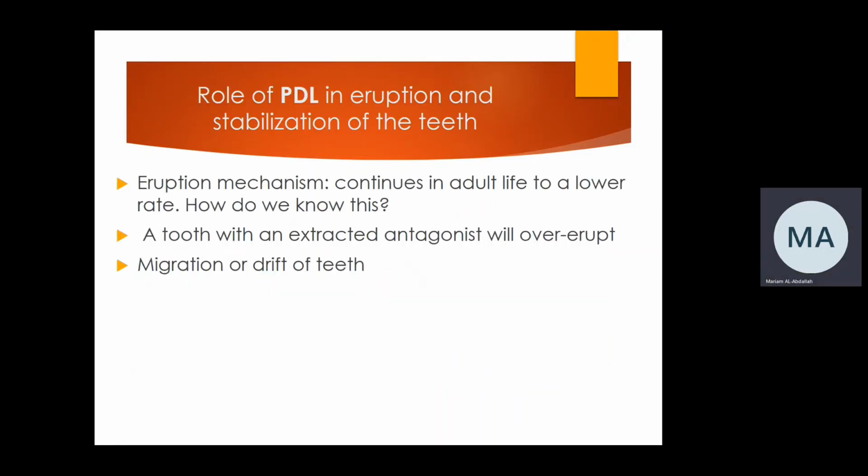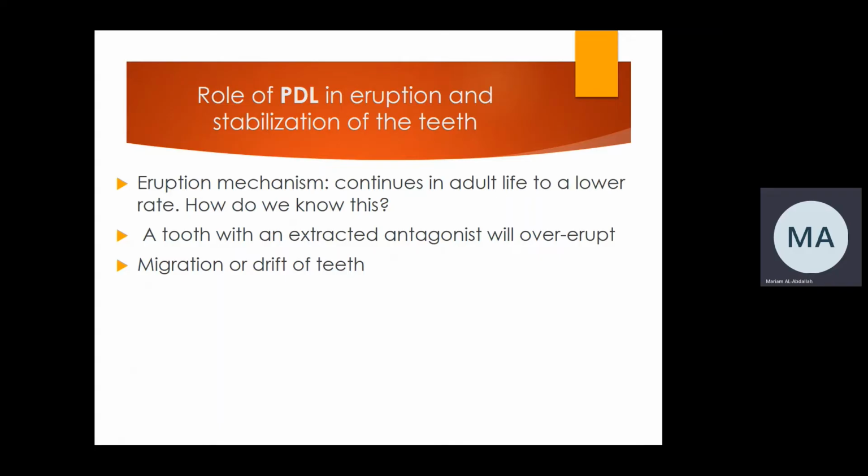For example, if we have a tooth that is extracted from one arch, especially the lower arch, what happens to the opposing tooth is over eruption. Why? Because the process of eruption found within the periodontal ligament space continues throughout life.